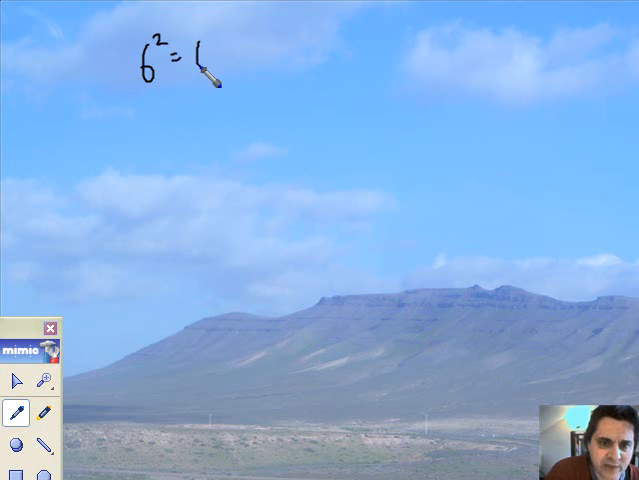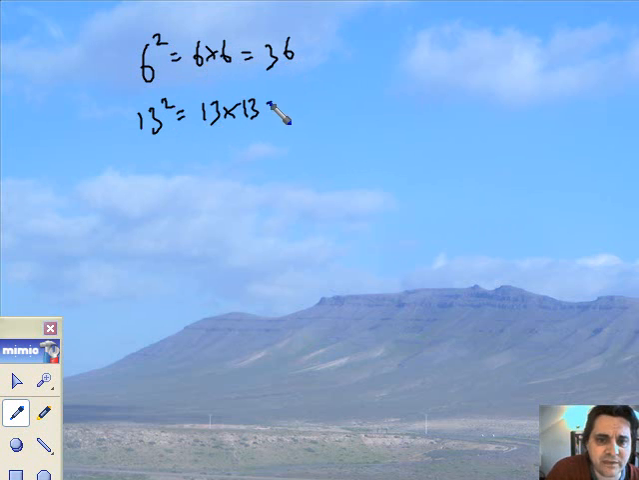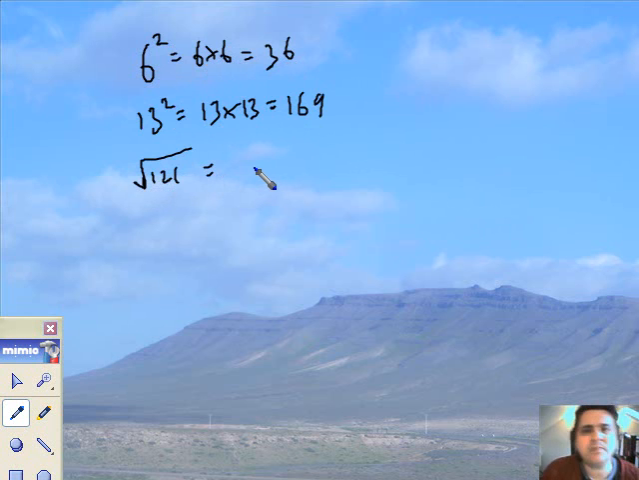Well, 6 squared, obviously 6 times 6, you know that. That's called 36. 13 squared, what does that mean? It means 13 multiplied by himself. No calculators allowed. 169. Just got to memorise that one. The square root of 121. Well, 11 times 11 makes 121, so the square root of 121 is 11.